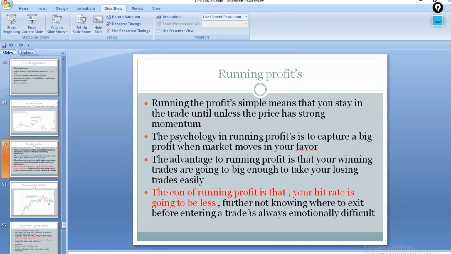Further, not knowing where to exit before entering a trade is always going to be very, very risky. There is one thing which I clearly believe, and that is that as you grow as a trader, it's best to believe that you do not know how far the markets can go, and you want to capture the upside momentum, right? Because these momentums come rare, and whenever they come, you can grab some really, really crazy momentum.